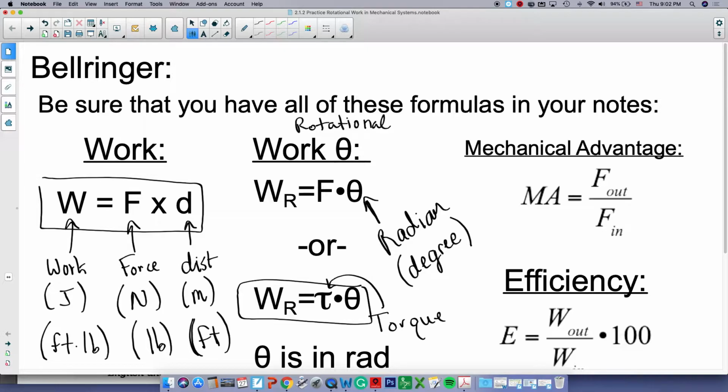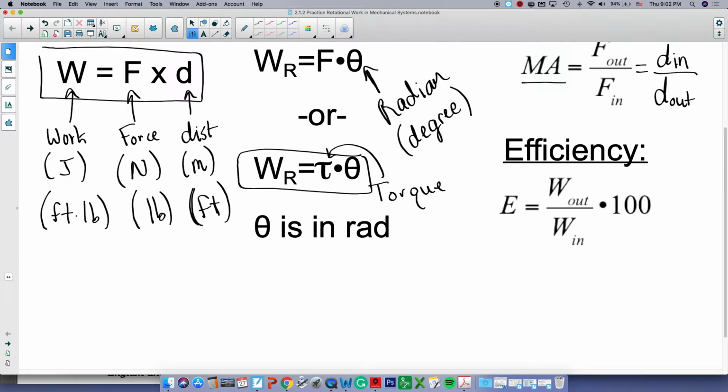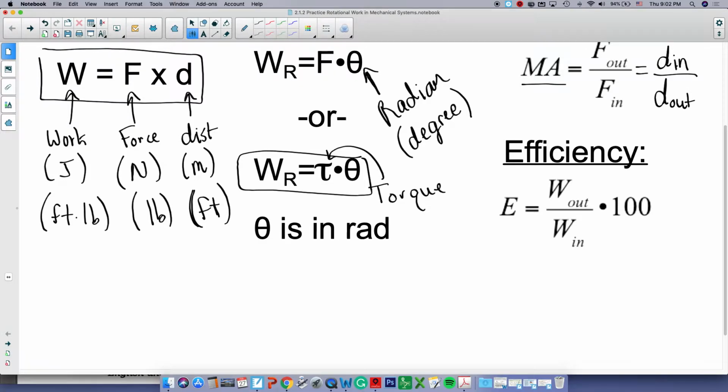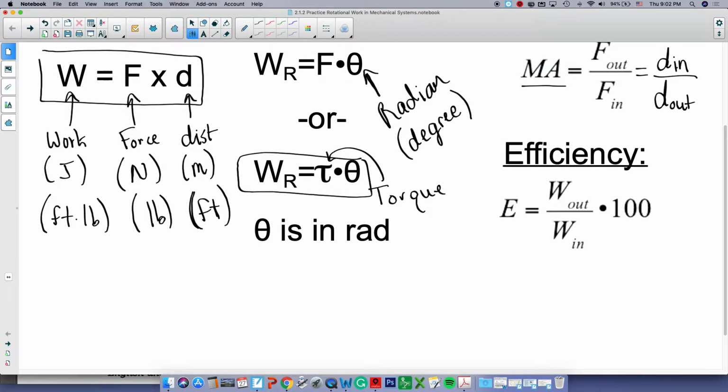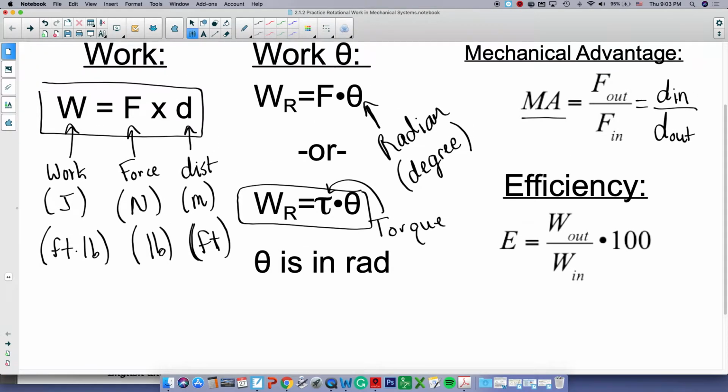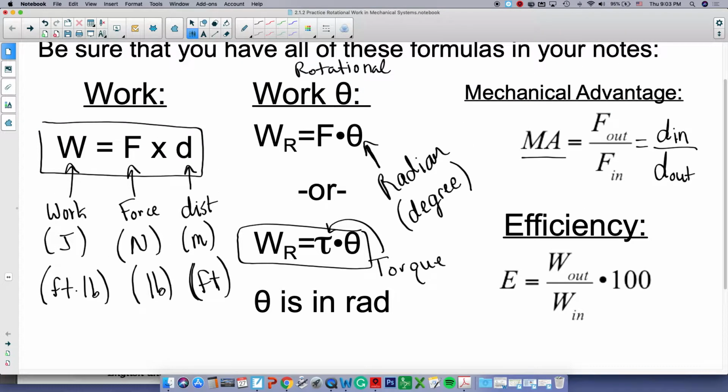Okay, and then we have our mechanical advantage equation over here. So that's just force out over force in. It's also distance in over distance out. Okay, and then we have our efficiency here. So we got work output divided by work input times 100. Okay, so these are all the equations that we're using except for one more that I'll give you here in a little bit. But let's check out some of the questions from the worksheet.